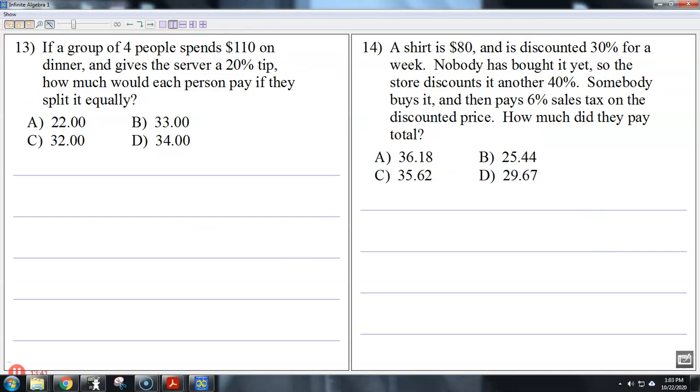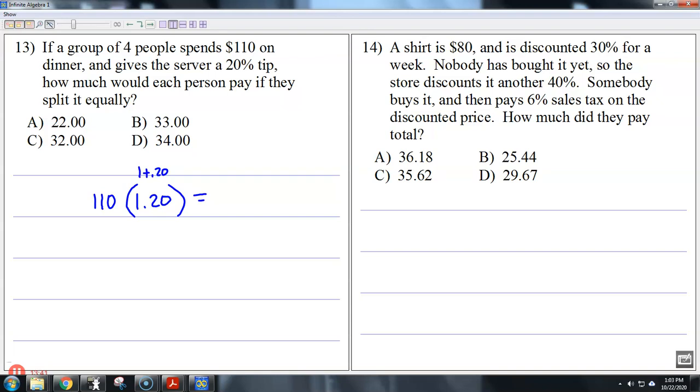All right. 13 and 14. If a group of 4 people spends $110 on dinner and gives a 20% tip, how much would each person pay if they split it equally? So they spend $110 on dinner. That's not at the end. That's at the beginning. So $110 on the dinner. Then they do the tip. So that's going to be 1 plus the tip. And we just want to know what that is.